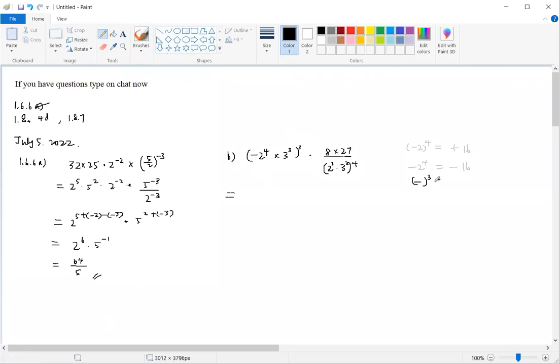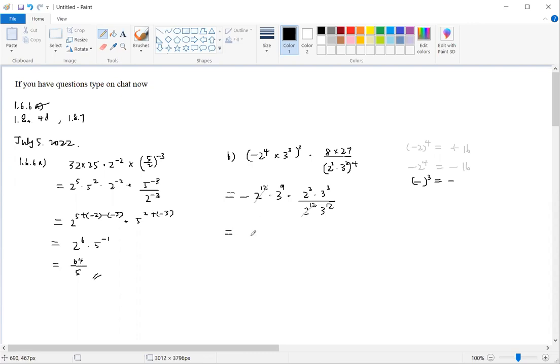So a negative number cubed is negative, right? So negative cube is negative. 2 to the 4 cube is 2 to the 12. 3 cube is 3 to the 9. And here 8, you recognize this is 2 to the 3. 27, you should recognize this is 3 cube. Bottom here, 2 cube 4 is 2 to the 12. 3 cube 4, that is 3 to the 12. Okay, so here you can collect them, or maybe you just see that this top-bottom relationship is multiply, divide, so we can cancel it out.